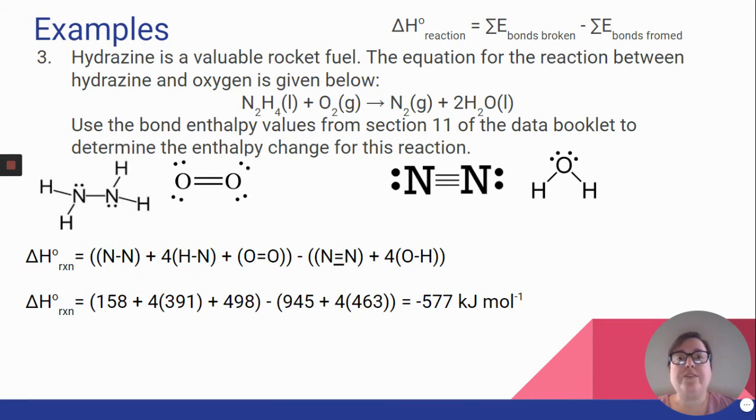So again, don't confuse this with how you do enthalpies of formation. Enthalpies of formation, bonds are products minus reactants. Bond enthalpy is bonds broken minus bonds formed.